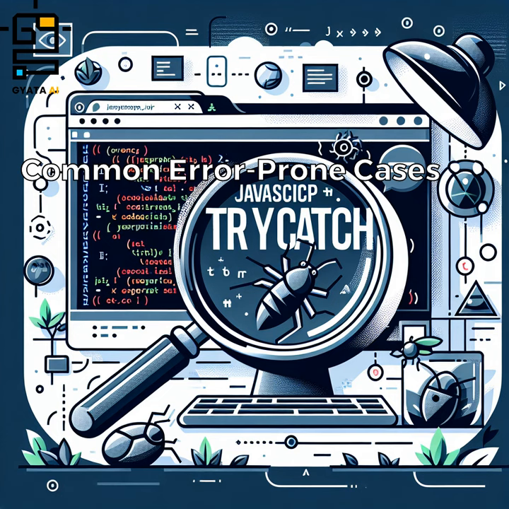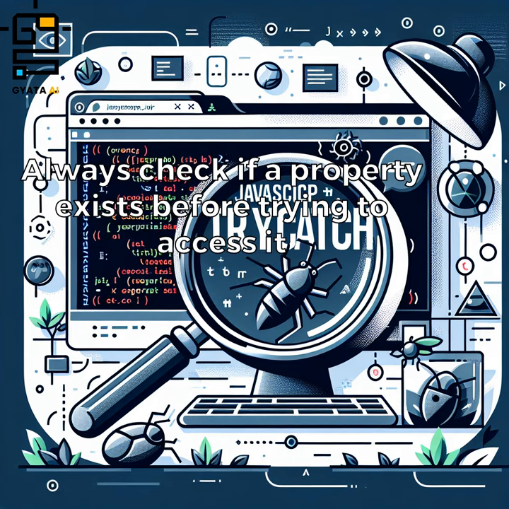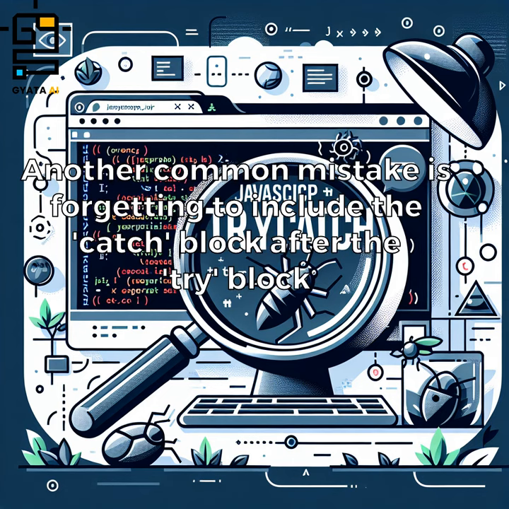Common error-prone cases. One common error is trying to access a property of an object that does not exist. Always check if a property exists before trying to access it. Another common mistake is forgetting to include the catch block after the try block.